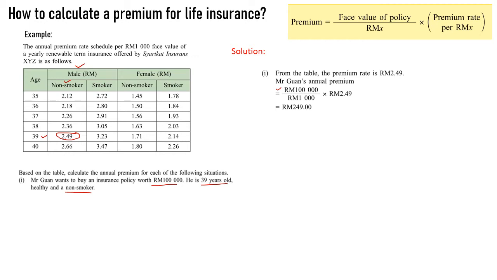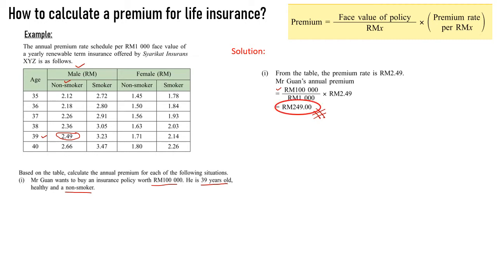So in this case, the premium rate per 1,000 that Mr. Guan needs to pay is 2 ringgit 49 cent. That's the reason why I choose 2 ringgit 49 cent here, and multiply with 2 ringgit 49 cent. At the end, this will be the total amount of money that Mr. Guan needs to pay to the insurance company every year. So this is what we call annual premium.